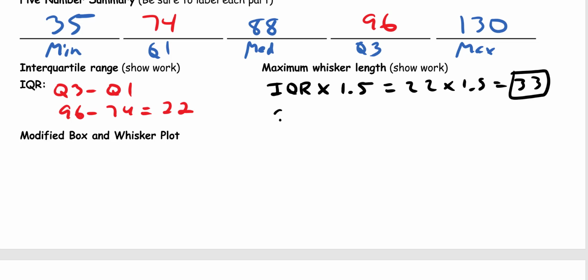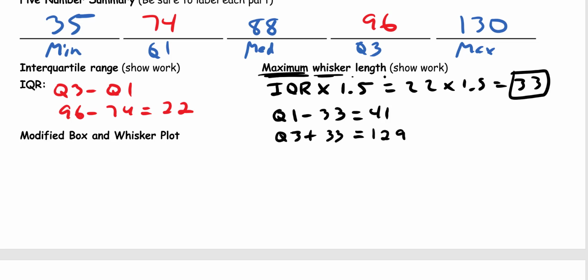So that means we're going to say Q1 minus 33 to go to the left, and that gives us 41. And then Q3 plus 33, that's going to go to the right, so that's going to give us 129. Okay, again, it's a maximum. You've got to understand, maximum whisker length doesn't guarantee that's what the length is going to be, but it's the maximum it can be. Okay, so let us draw the box and whisker plot now.